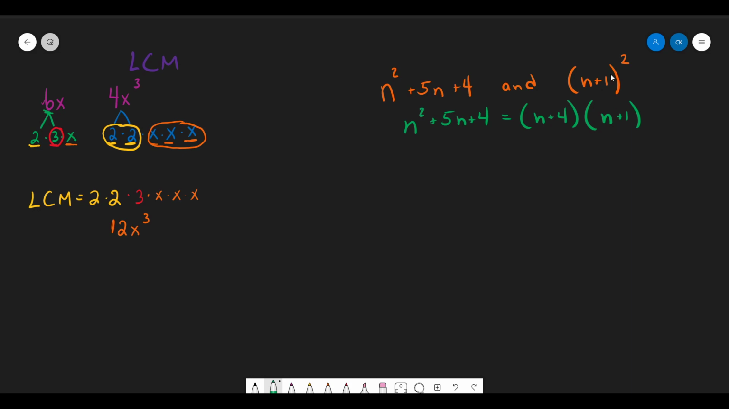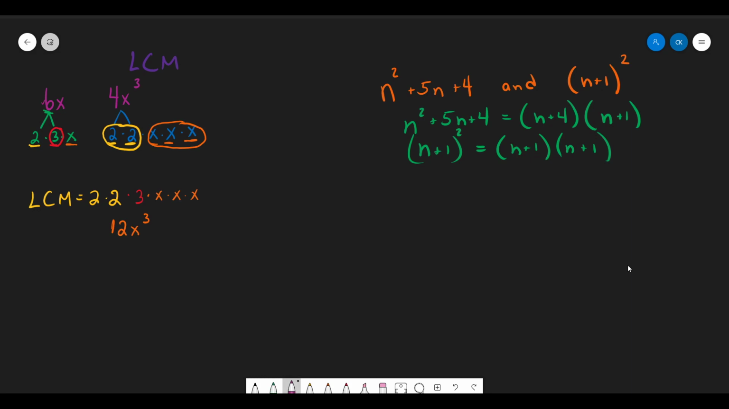Then I'm going to do the same thing with the n plus 1 squared. I'm going to factor that out. So n plus 1 squared. Now, there's really not much to factor, but what I will do is I'll just write it out as n plus 1 times n plus 1. Okay? So when you have something squared or cubed or whatever, just write it out as each of its factors. So meaning 1 n plus 1, 2 n plus 1. So that's what squared means. You're multiplying it by itself 2 times.